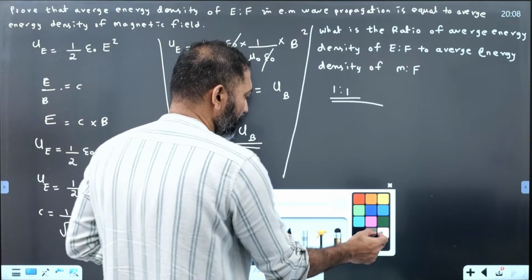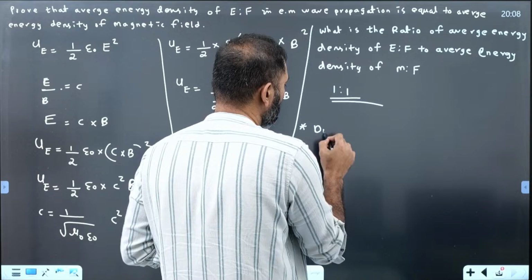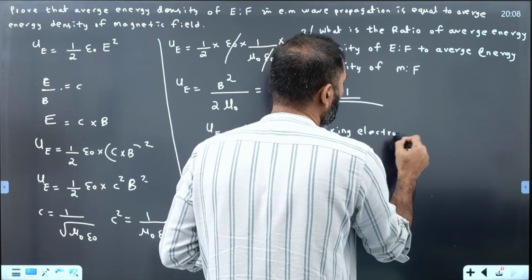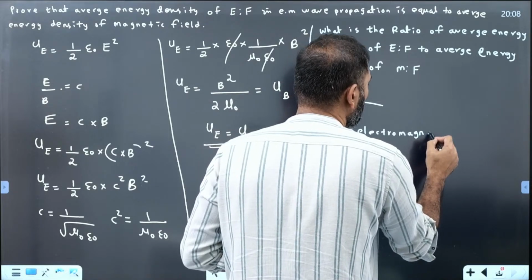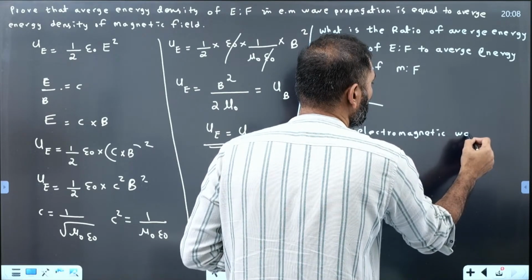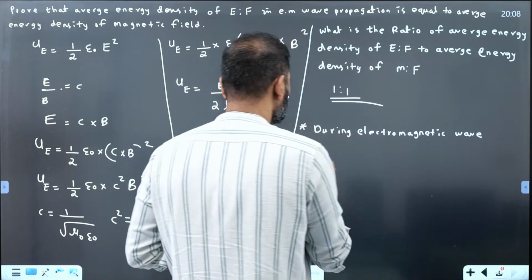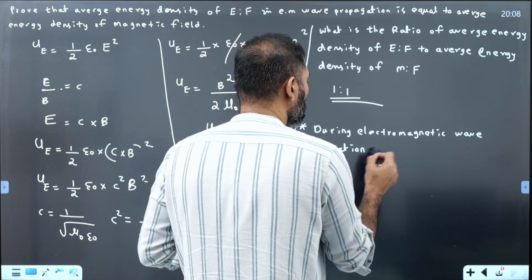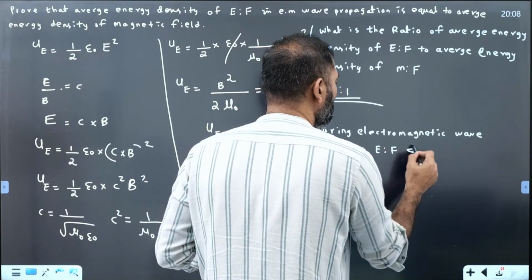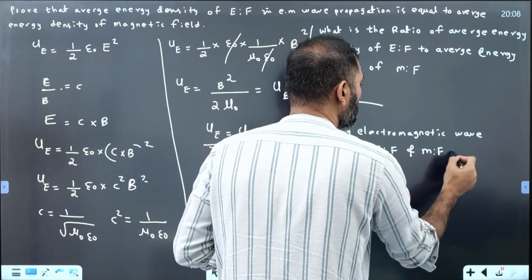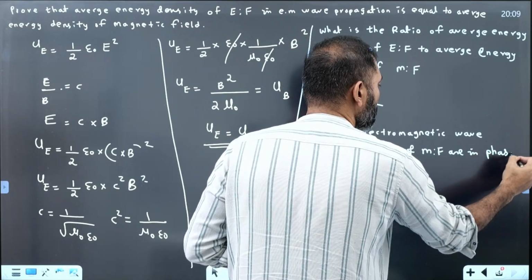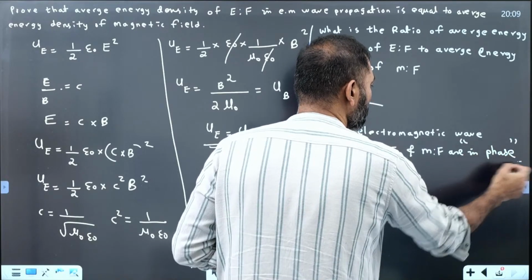Then one more point. During electromagnetic wave propagation, electric field and magnetic field are in phase. Electric field and magnetic field are in phase.